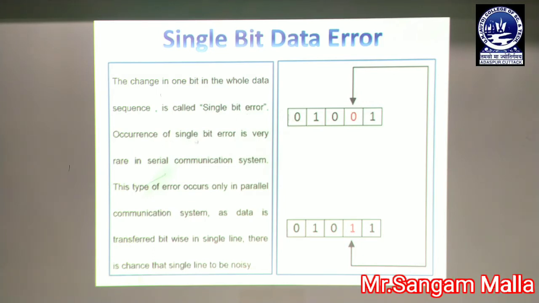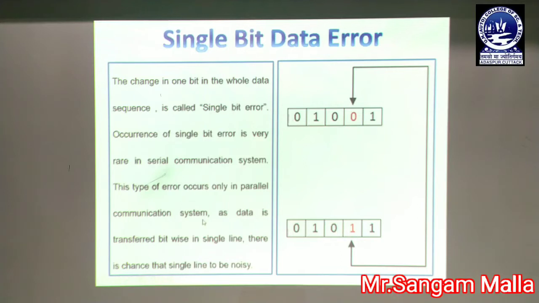So the occurrence of single bit error is very rare in serial communication systems. Single bit error is actually found in parallel communication systems, because in serial communication systems it is very rare or there is no single bit error at all. Whenever we are dealing with parallel communication systems, the probability of single bit error is very high. That's why it has been written over here: the occurrence of single bit error is very rare in serial communication systems. This type of error occurs in parallel communication systems.